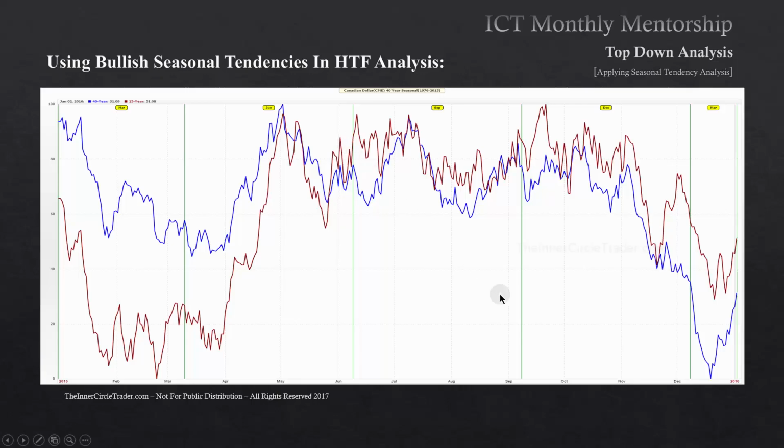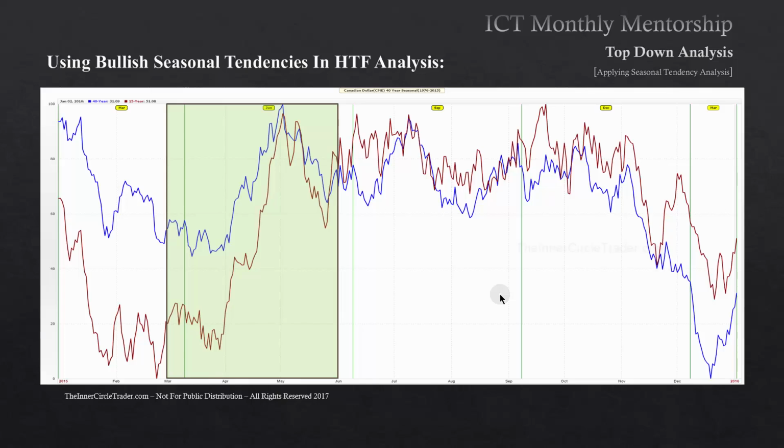Now, some of you may think to yourself, well, that's great. If this is the contract month for Canadian dollar, what does that mean to me if I'm not really a futures trader? Well, the main thing is this is the seasonal tendency that you would expect Canadian dollar futures to rally. Now, it does not mean that it's going to rally every single year, March to June.